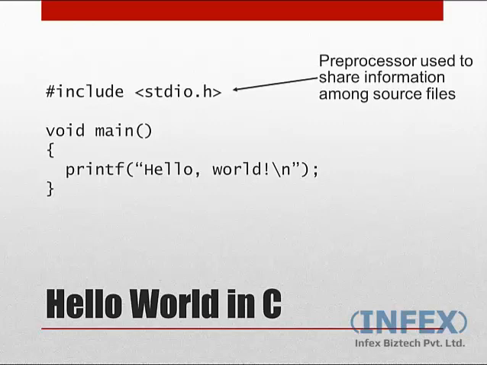#include <stdio.h>, which means standard IO header, is a preprocessor directive used to share information among source files. That means very abstract and popular code is written in the stdio.h file, and we can share that code among various source files. So if we include some header file, we are simply borrowing code from that particular file.